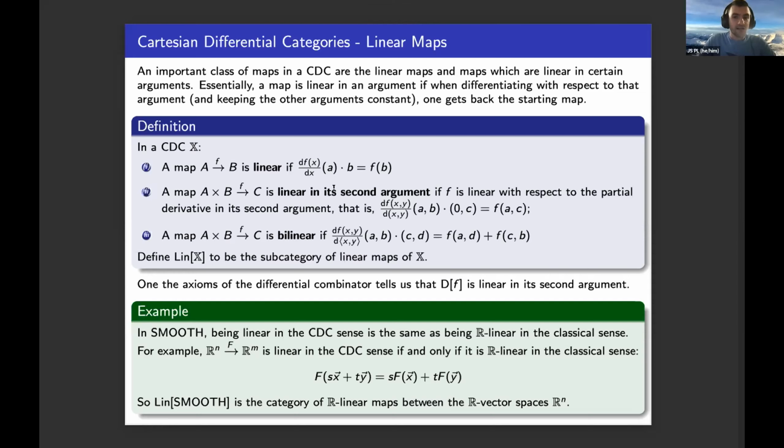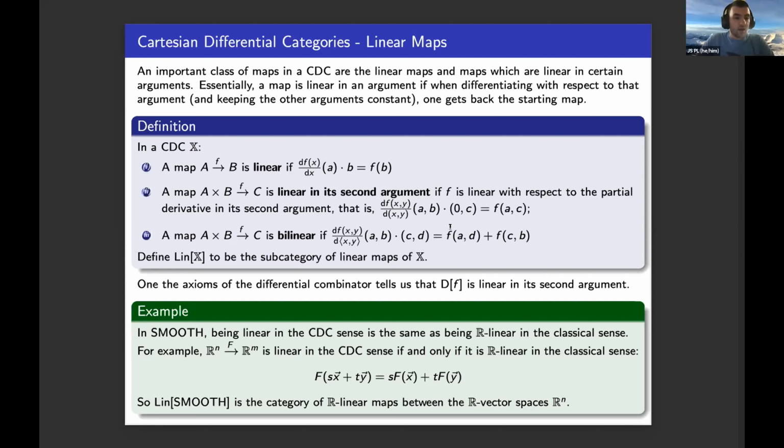Just like in classical calculus, partial differentiation is obtained when I evaluate some arguments at 0. And then something is bilinear if it's linear in each of its arguments separately. Or we can explicitly write out what that means. So a map is bilinear if its derivative is equal to this.